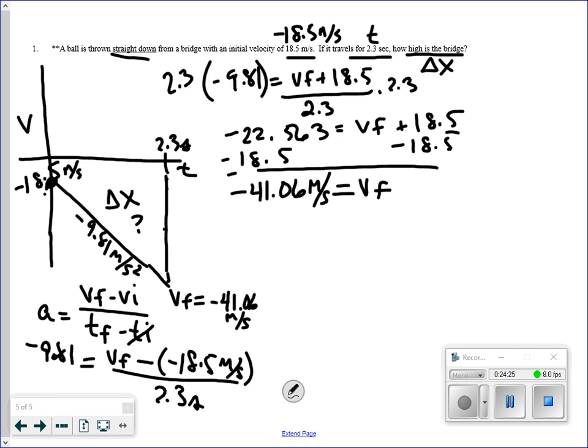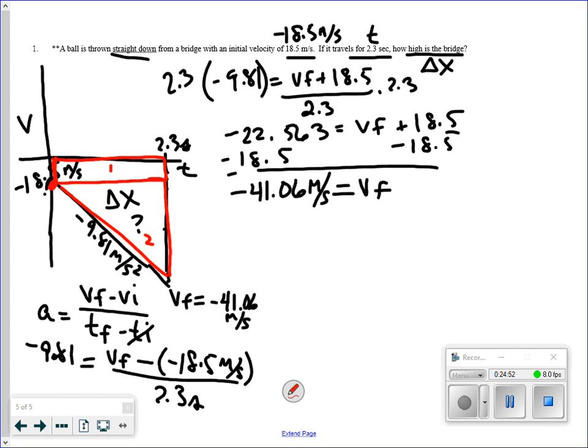I still want to know how high is the bridge. This is where the graph becomes critical. Excuse me. This is not a triangle, guys. Right? I started here. That's a triangle, but I also have the rectangle. I need them both. Okay, so if I want to know delta x, I need these both.